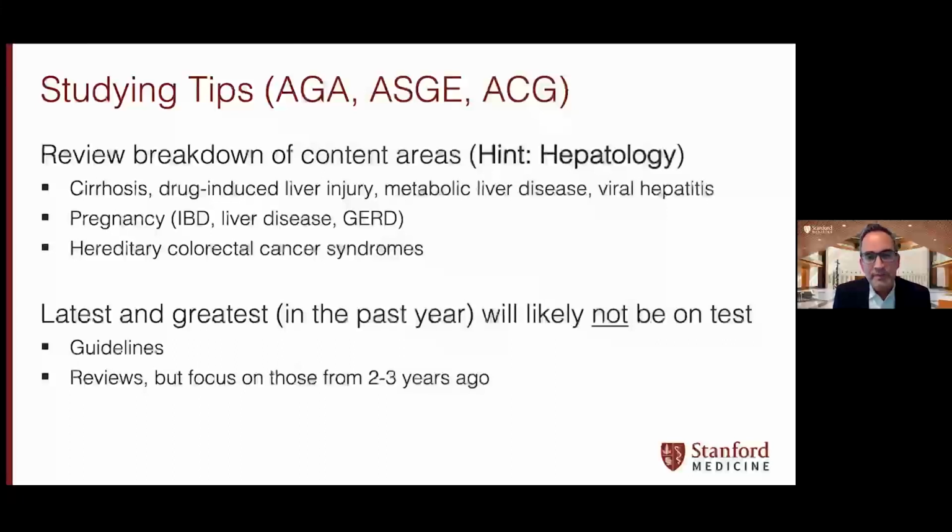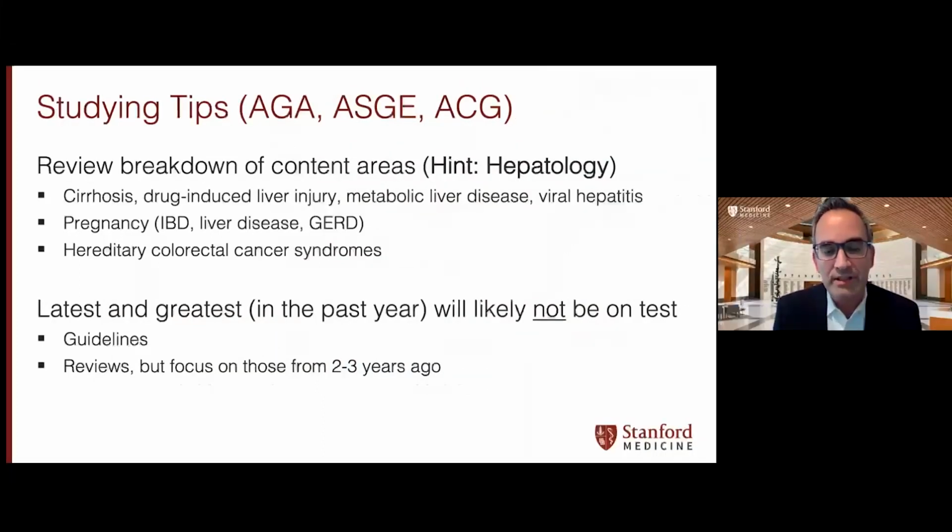So the main GI organizations, the American Gastroenterology Association, American Society of Gastrointestinal Endoscopy, and American College of Gastroenterology have put out studying tips for getting yourself ready for the boards. The first and most important thing that you've got to be thinking about doing is to review the breakdown of content areas. And the big hint here, of course, is hepatology. We'll talk a little bit about the breakdown of the actual test from the ABIM website, but hepatology has to be a part of it.